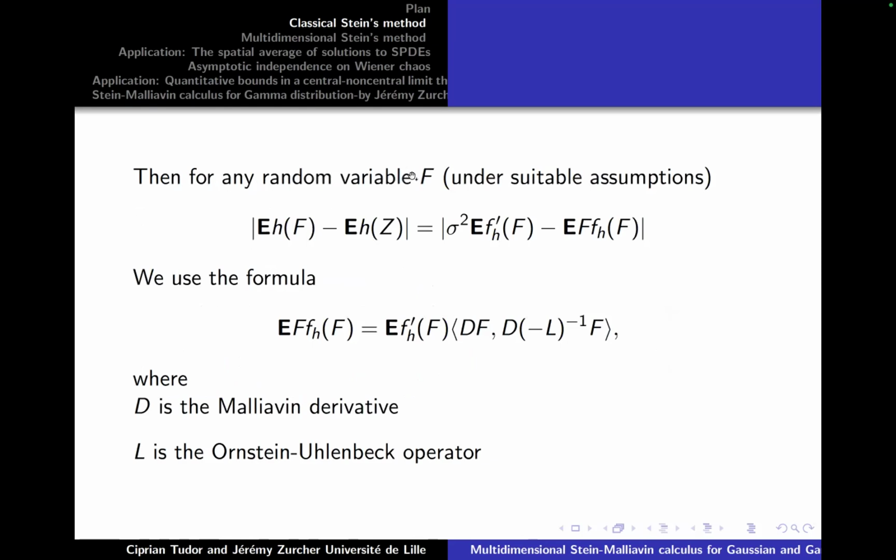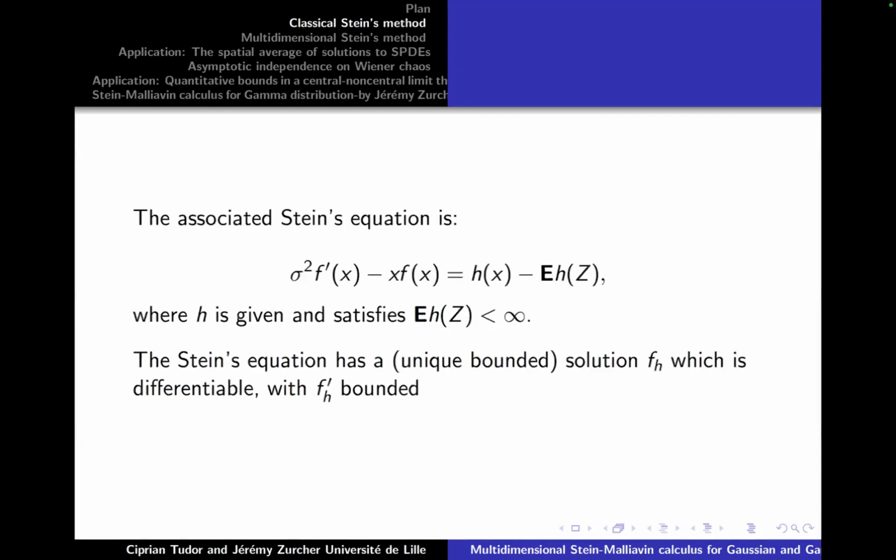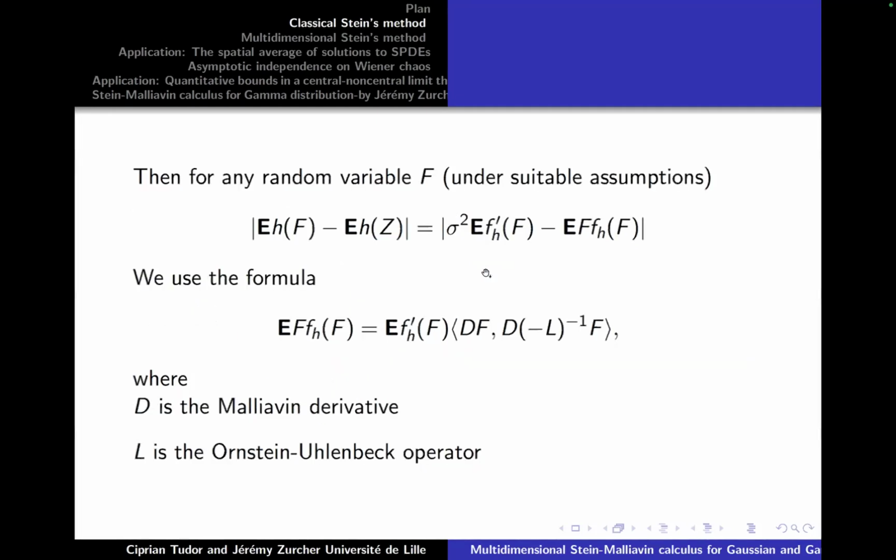So if you take a random variable F, you have this identity. Remember that for a given h, f_h is a solution to the Stein equation. So you have E[h(F)] − E[h(Z)], which is the right-hand side of the previous identity. Here you replace x by F, as I told you, and you take the expectation. So you have this identity here.